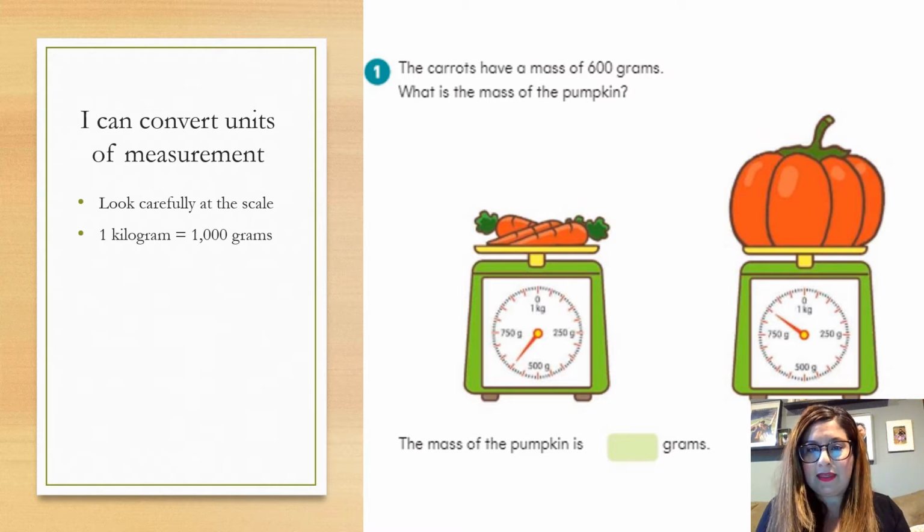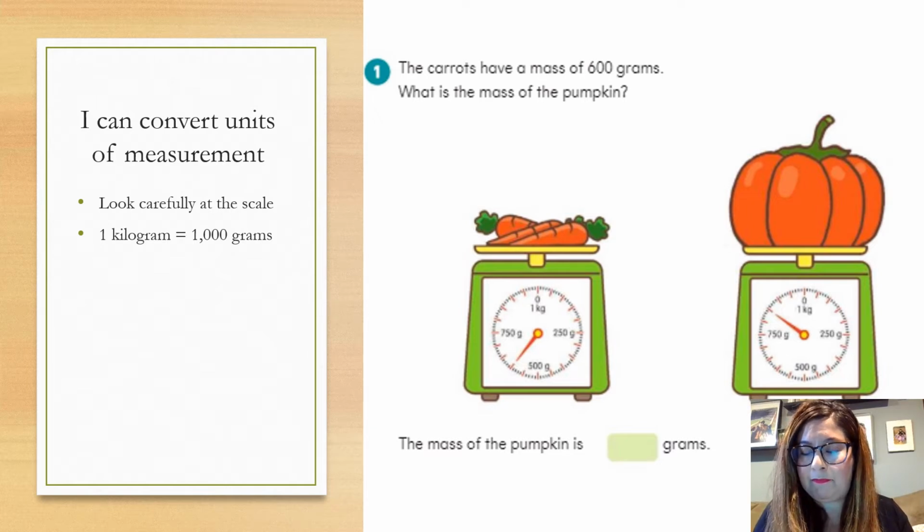All right, so let's look at this scale to determine what each marking represents. So you gotta look carefully since these are small pictures. But what I see is that the first scale with the carrots has up to 1 kilogram, and that has a mass of 600. Now let's look at the pumpkin, since that one we don't know what the mass of the pumpkin is. This scale also goes up to 1 kilogram.